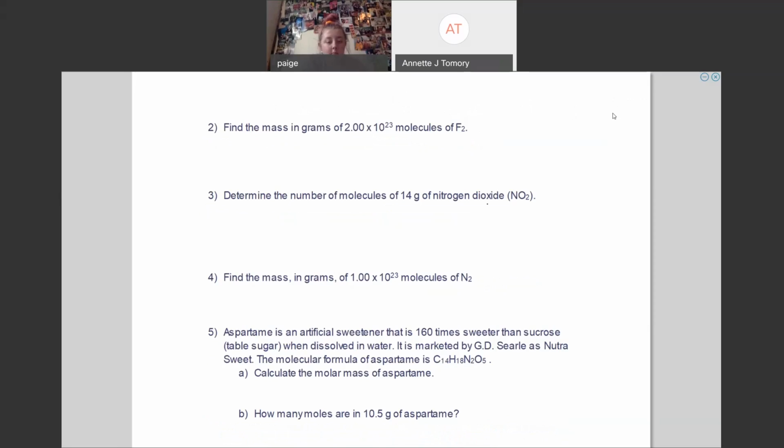All right. Find the mass in grams. Mass in grams, we see grams, what do we have to look at? The periodic table. Very good. Then we need a periodic table for this. The fluorine is 19. So we're doing F2, and it's 19. How many fluorines do I have? 2. So what's 2 times 19?